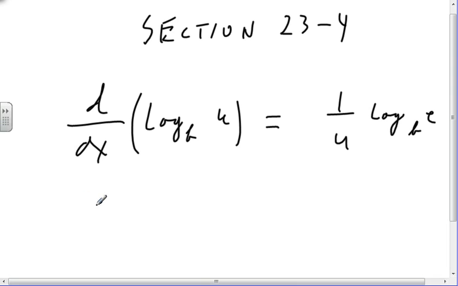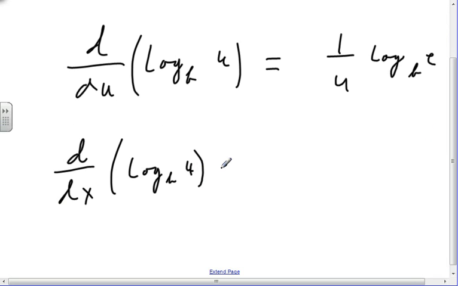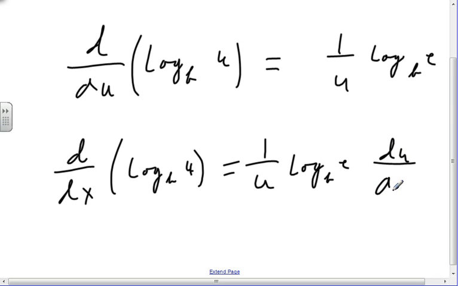Now, I guess I got that wrong. This is u with respect to u. It's going to be that. If I take the derivative with respect to x of the same thing, then I end up with 1 over u log base b of e times the derivative of u with respect to x.